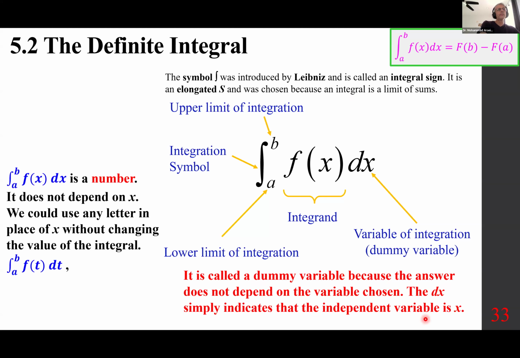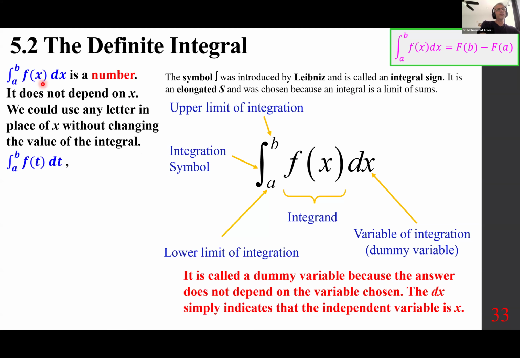Now, the integral from a to b of f of x dx is a number. That's why it's called a definite integral. It's just a number. It does not depend on x. We could use any letter in place of x without changing the value of the integral. The integral from a to b of f of t dt gives you exactly the same answer. Or the integral from a to b of f of m dm. Okay.